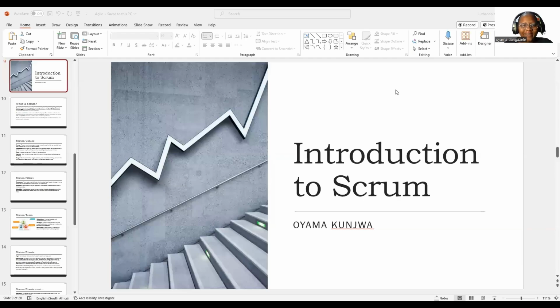Hi again. Today we're going to be looking at an introduction to Scrum. If this is your first time here, we look at Agile, we look at Scrum, and we look at issues that Scrum Masters or team members face, all of the challenges, and how we can solve them. Today we're just looking at the introduction to Scrum. We're taking it back to the basics.